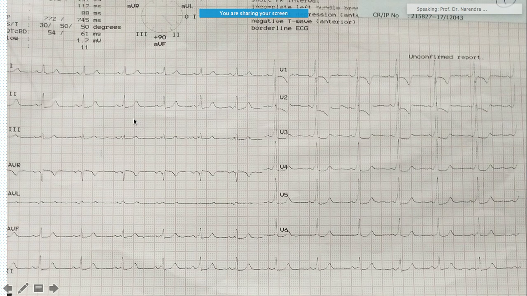Axis is normal. Then you should look at the different intervals. What do you notice? PR is shortened, right? And there's some slurring over here. This is what is called the delta wave. And you notice it is a right bundle branch block, and it tends to be all positive, with early transition. It continues to be all positive, V1 to V6. So this is right bundle branch block, normal axis, with delta wave. So this is an accessory pathway.